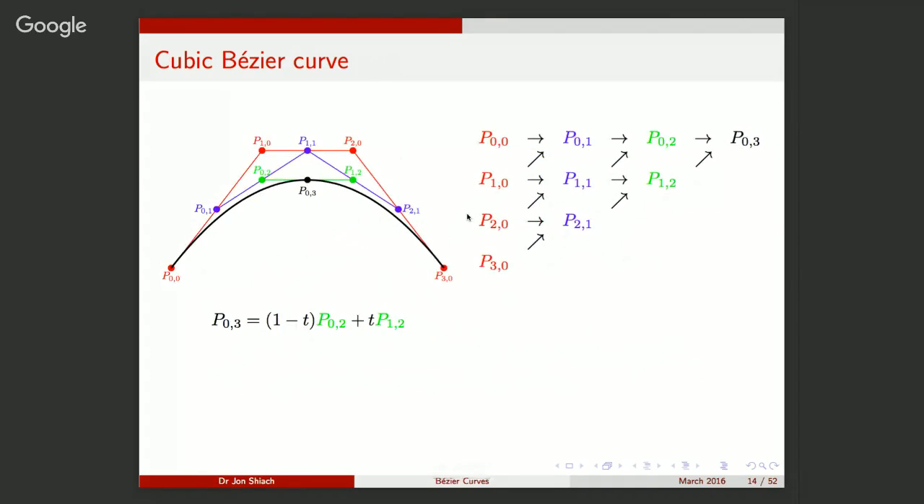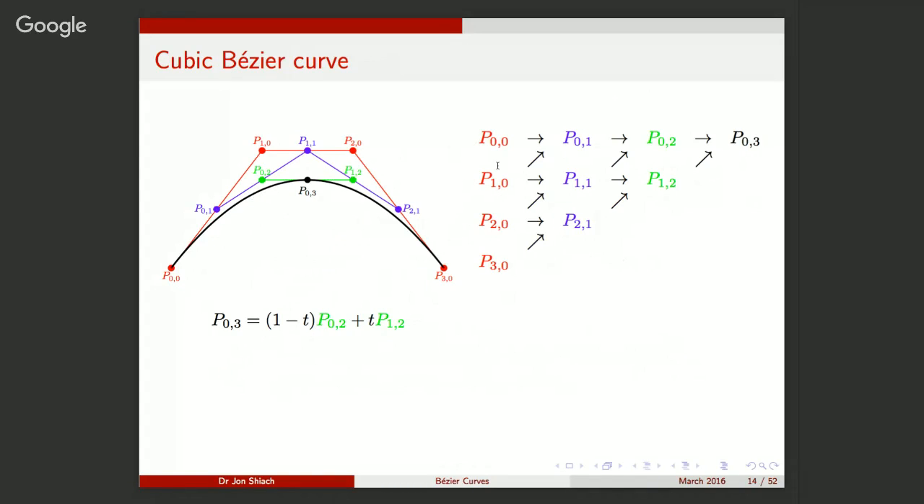Okay, so we can do the same thing. You see there's a pattern, that triangular scheme. So your P03 is what you're trying to calculate, and that's a combination of the green ones. Each green one is a combination of 2 blue ones. Each blue one is a combination of 2 red ones. So it's not difficult, it just requires quite a bit of work.